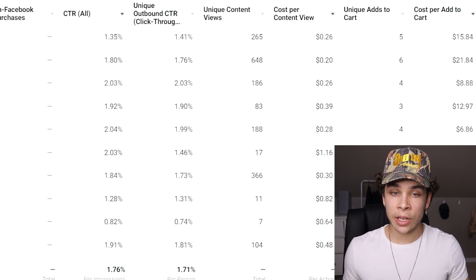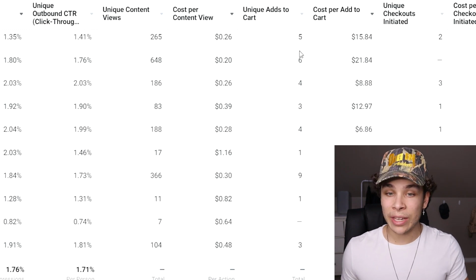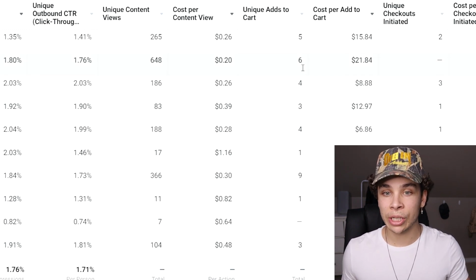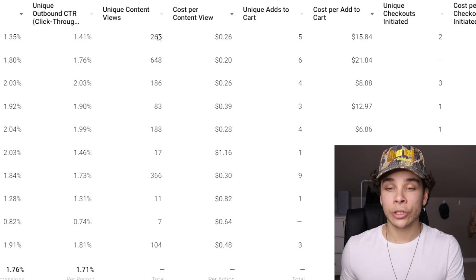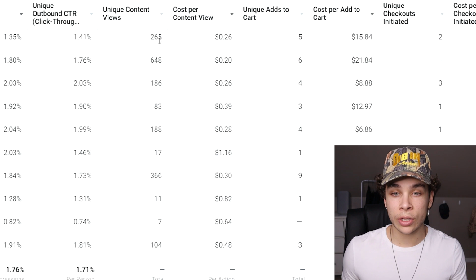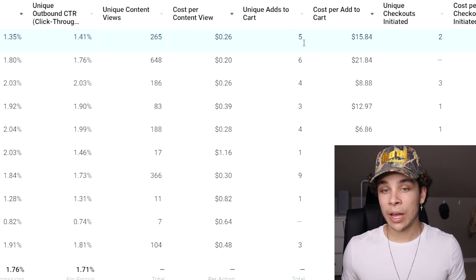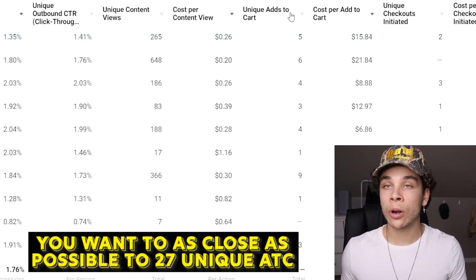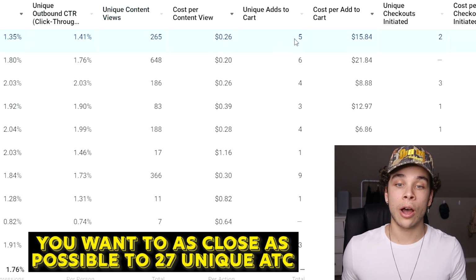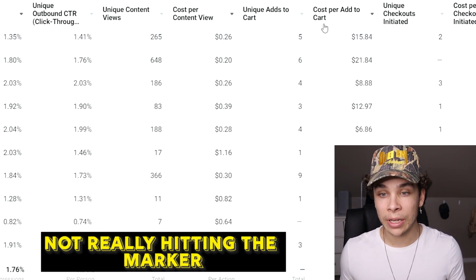However, we can see a pretty solid amount of add to carts, but given the fact that we're getting this many content views because we're getting really cheap traffic, it's not actually that solid. Don't be misled. As we can see here in this Wayfair ad set, we have 265 unique content views, but only 5 unique add to carts. Remember what I said about that 10% rule? Since we have 265 unique content views, we want to be as close as possible to around 27 unique add to carts for this ad set, and what we have right now is just not killing it. It's not really hitting that marker.